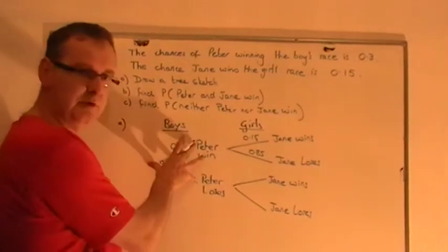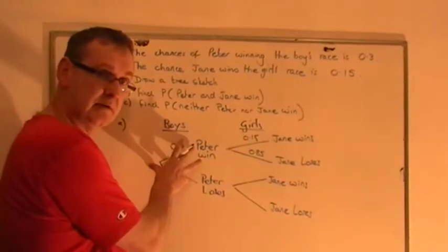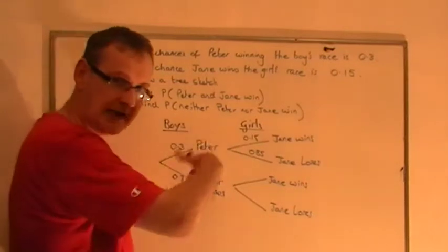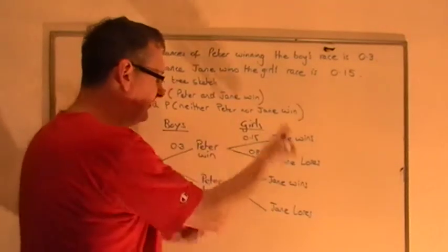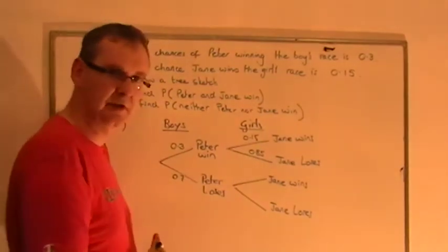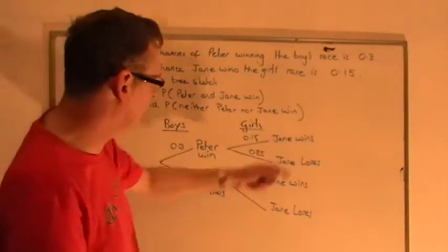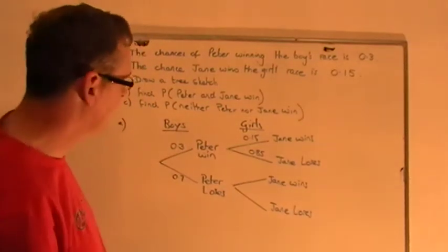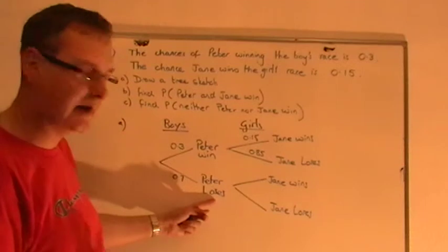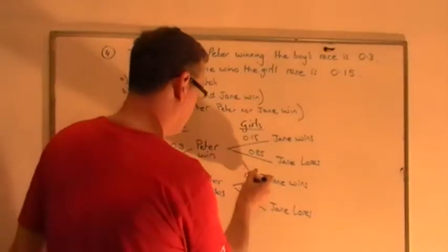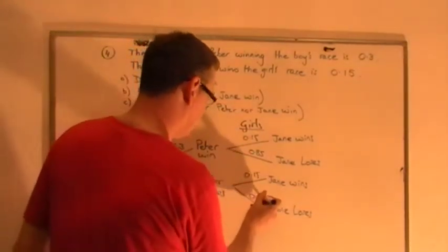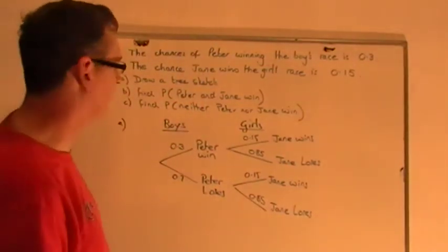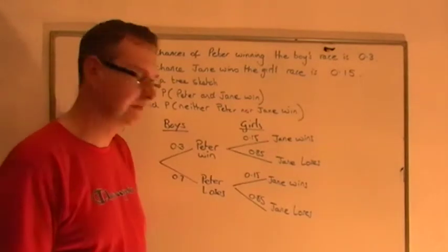They've got nothing to do with what happens to Peter at all in this particular question. Nothing whatsoever. It's not like the bead questions where you have without replacement and the figures are all interlocked with each other. Jane winning and Peter winning, totally irrelevant, totally separate calculations. Peter loses his race, follow this path. Jane wins, 0.15 chance. Jane loses, 0.85 chance. So there you go, there's the tree sketch based on this information.